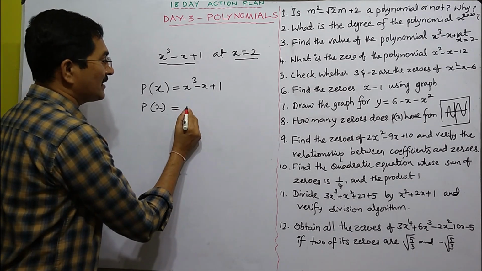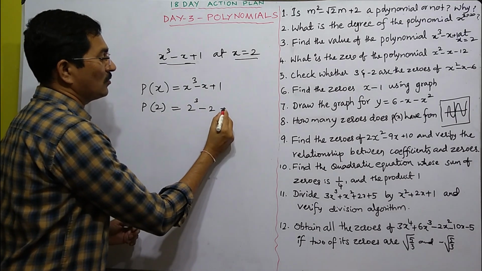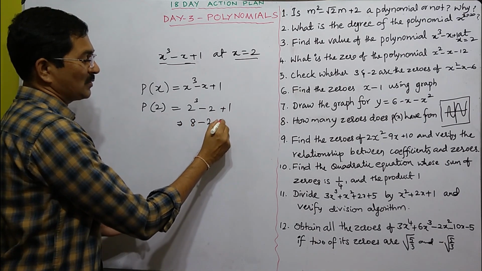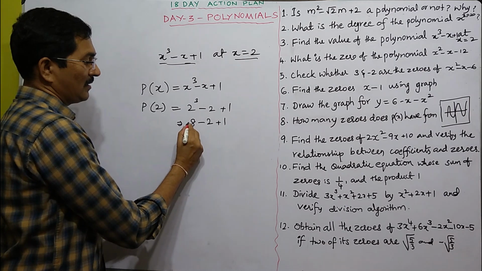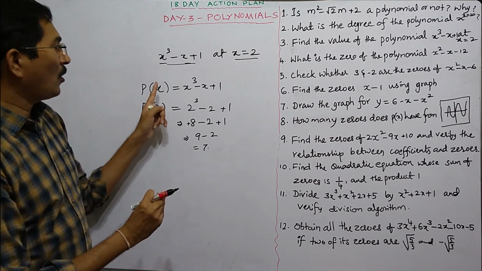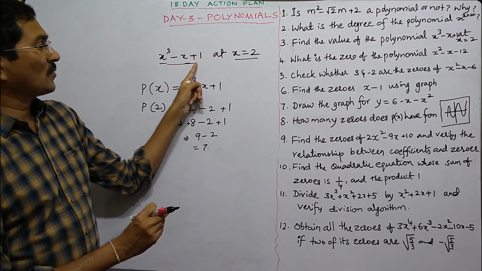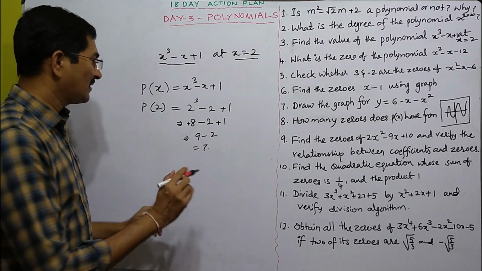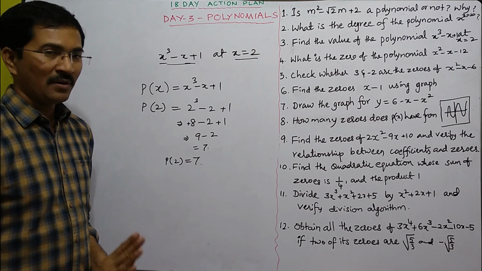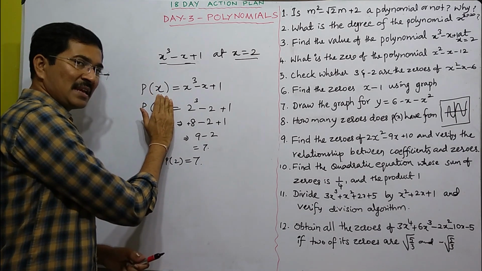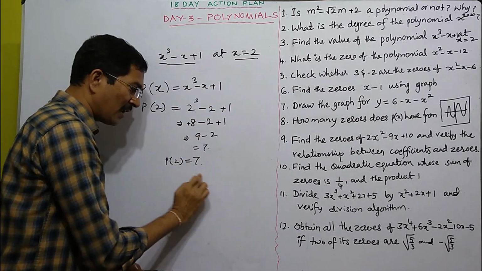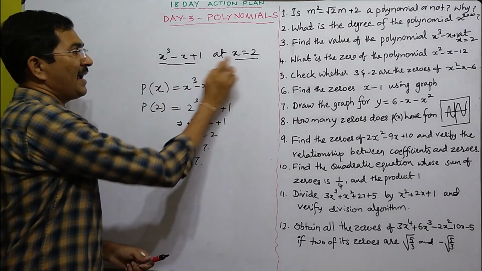So instead of x, you write 2 cube minus 2 plus 1. Now 2 cube is 8, minus 2, plus 1. Now this becomes 9 minus 2, and this is 7. Therefore, the value of the polynomial x cube minus x plus 1 at x is equal to 2 is 7. Or you can simply say p of 2 is equal to 7. Simple. In place of x, the variable, you put the value given, substitute it and simplify it. And this value is called the value of the polynomial at so and so value.